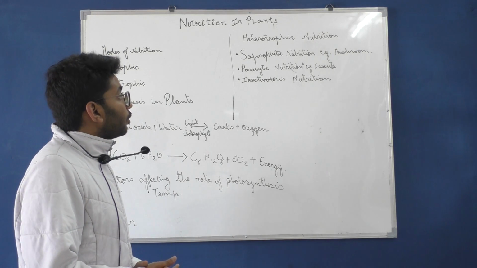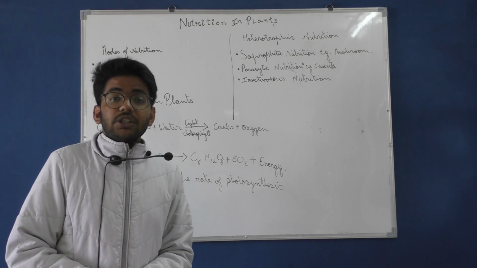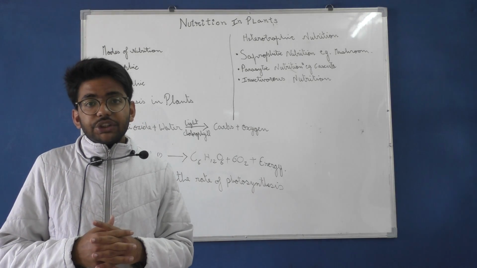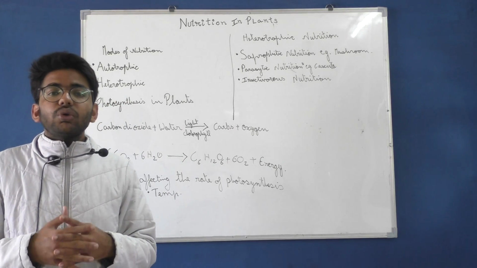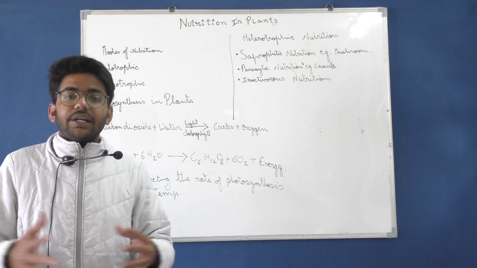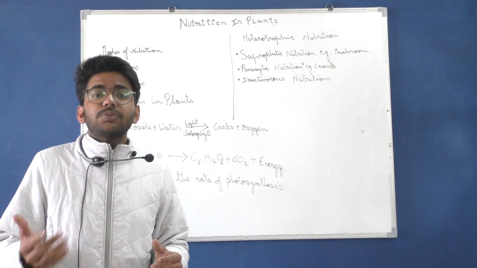Now parasitic mode of nutrition. What is the parasitic mode of nutrition? There are some plants which have a symbiotic relationship. Now what is a symbiotic relationship? It is a relationship between two types of organisms. They understand each other and they help each other, which is known as a symbiotic relationship in terms of science.